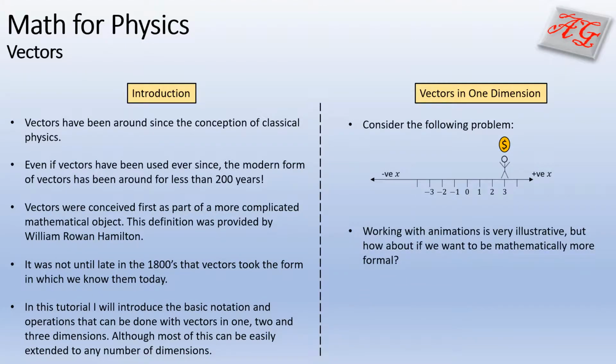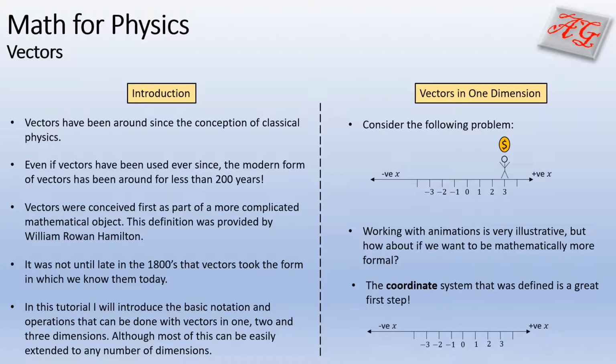Of course, animations are very useful and can illustrate the process nicely. But what if we want to work in a more formal framework? Defining the coordinate system is a great first step. And we shall define the x-axis as the horizontal axis that has its origin at the mark labeled by 0. The scale is set by lines that are separated by the same distance and represent equally spaced values of x. In this example, each mark represents a single unit.